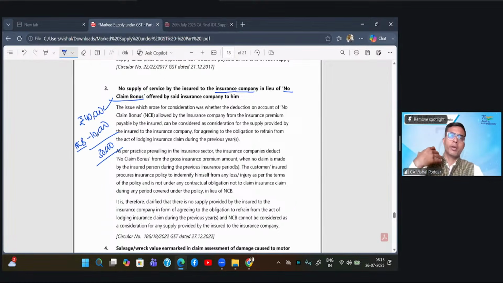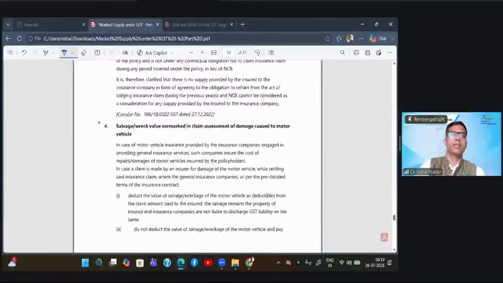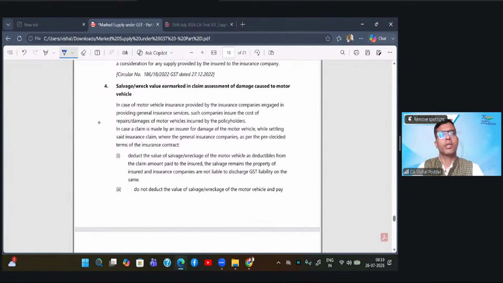So when they are projecting it, they are showing as if they are giving you something. Again, the question comes: when the insurance company is giving you something called a no claim bonus, is it a consideration? Is there a supply? Again, the answer is no. See, this is a different form of giving discount. Instead of calling it a discount, I'm saying that I'm giving you no claim bonus, and then we are settling the amount and you pay me net 30,000. Actually, that amount is nothing but a discount.